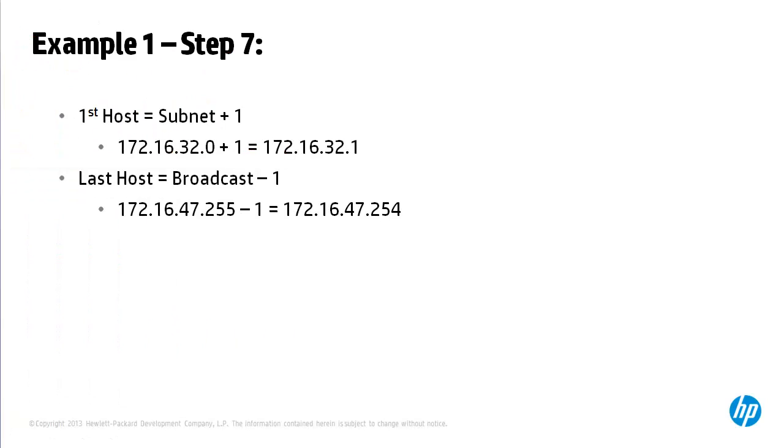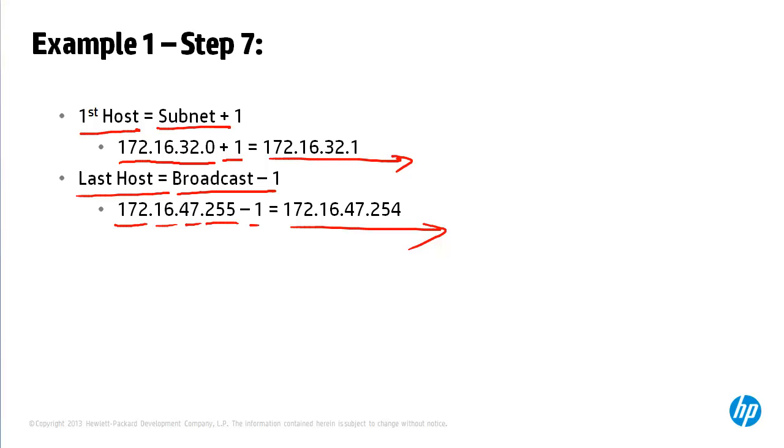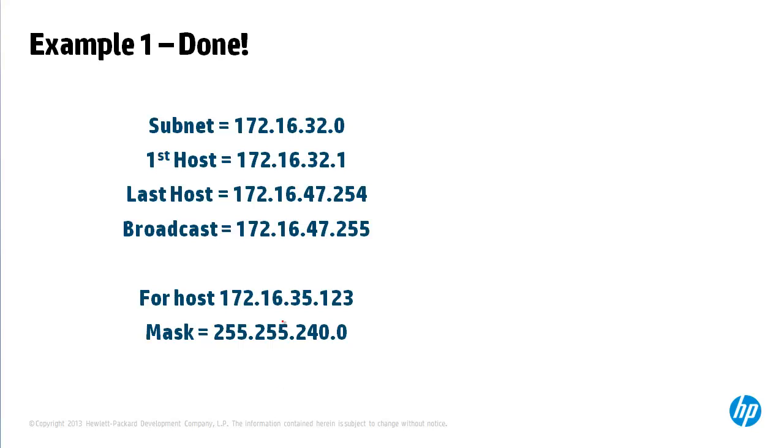Now using the answers we've worked out, we worked out that our subnet was 172.16.32.0. To work out the first host, take the subnet plus 1. So 172.16.32.0 plus 1 gives you 172.16.32.1. The last host is equal to the broadcast less 1. Broadcast is 172.16.47.255. Less 1 gives you 172.16.47.254.